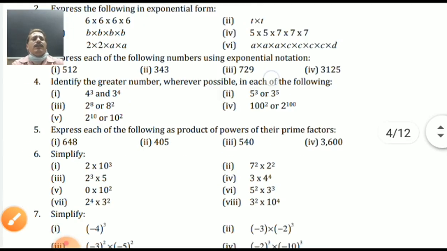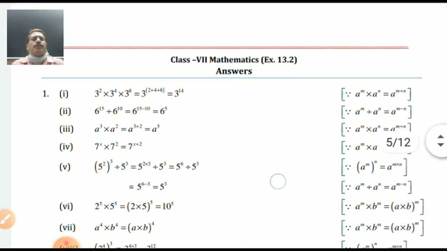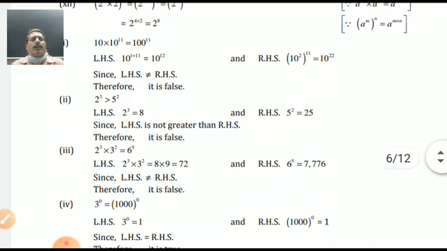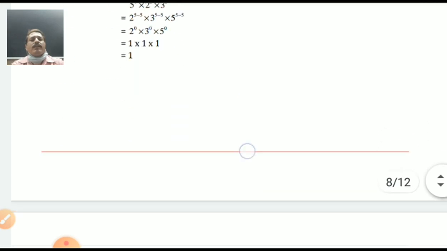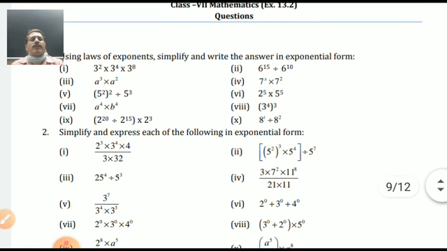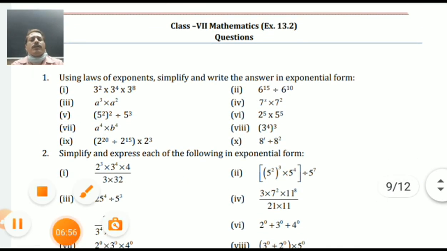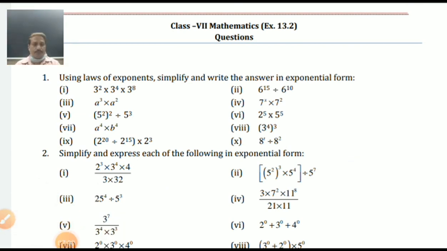Now look at the questions of 13.2. See, here are the questions of 14.2. There is a big answer for 13.2. But listen to the questions carefully. I am showing the questions. Using laws of the exponents, simplify and write the answer in exponential form. 3 raised to 2 into 3 raised to 4 into 3 raised to 8.